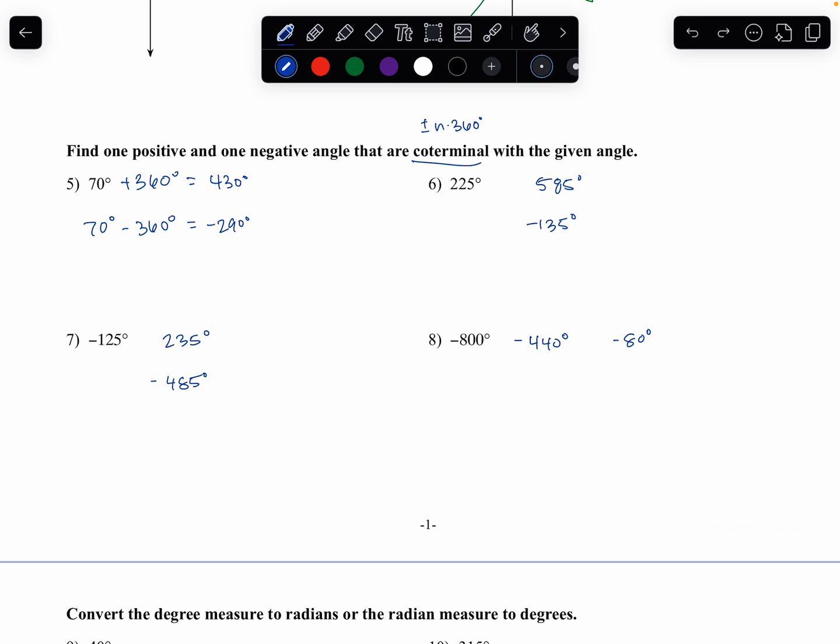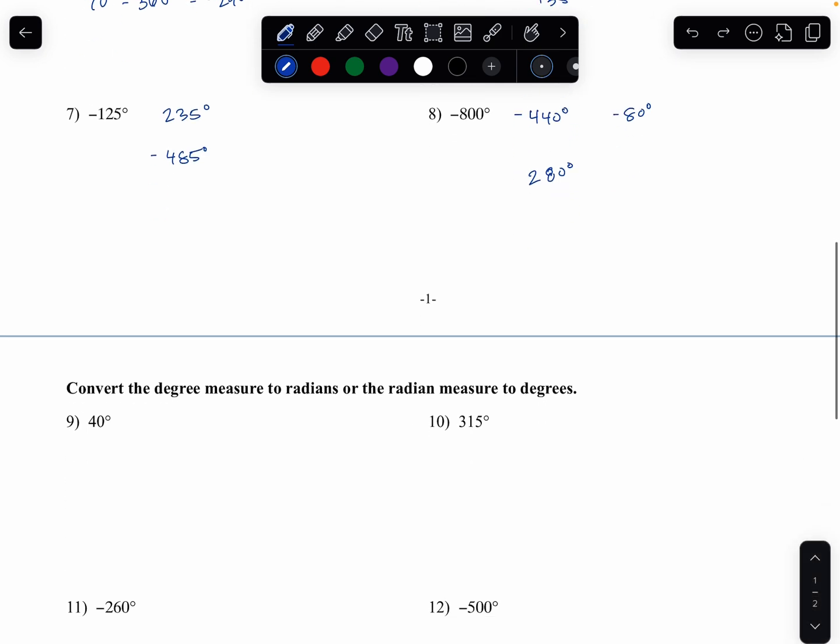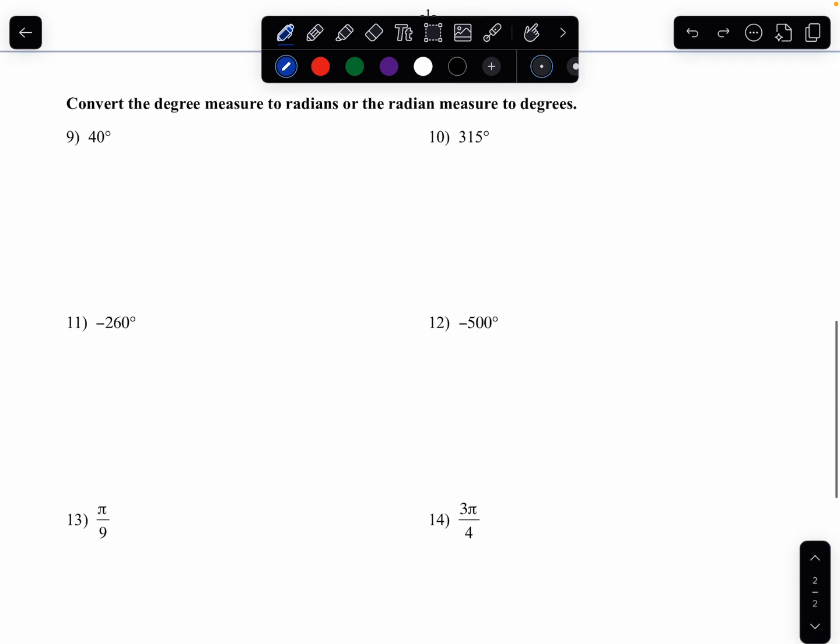But I want one that's positive. So I actually have to add 360 again, and I'll get 280 degrees for one positive, and I actually have two negatives. But all right, moving on to converting degree measure to radians.